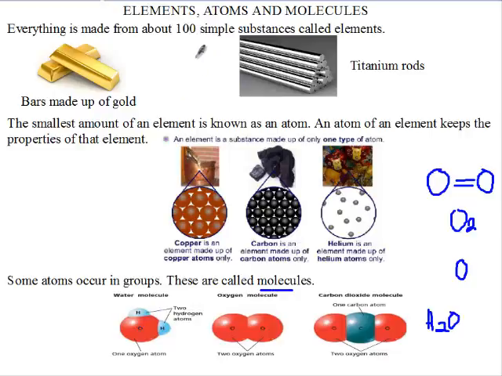So the whole thing is called an element. It is made up of only one type of atom. The atom is what you get when you break the element into the simplest substance. And then when more than one atom sticks together in the form of a group, we call that a molecule.